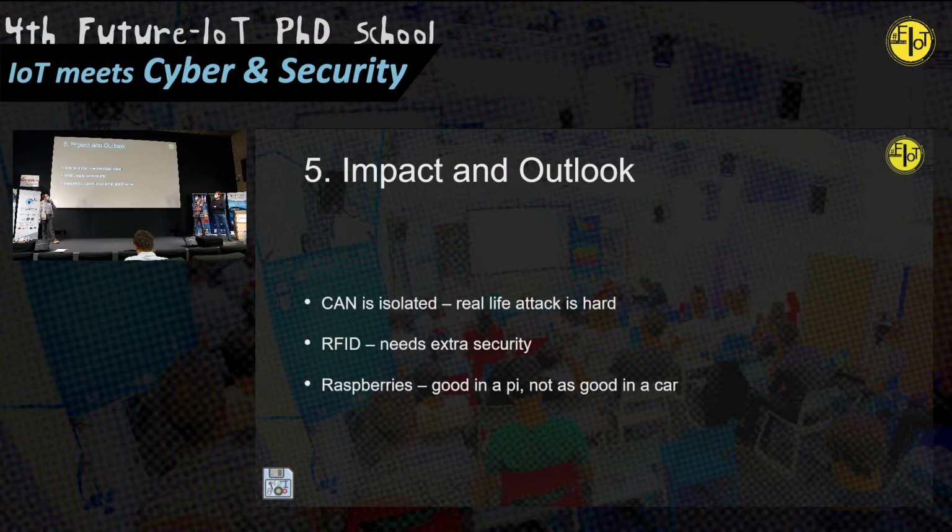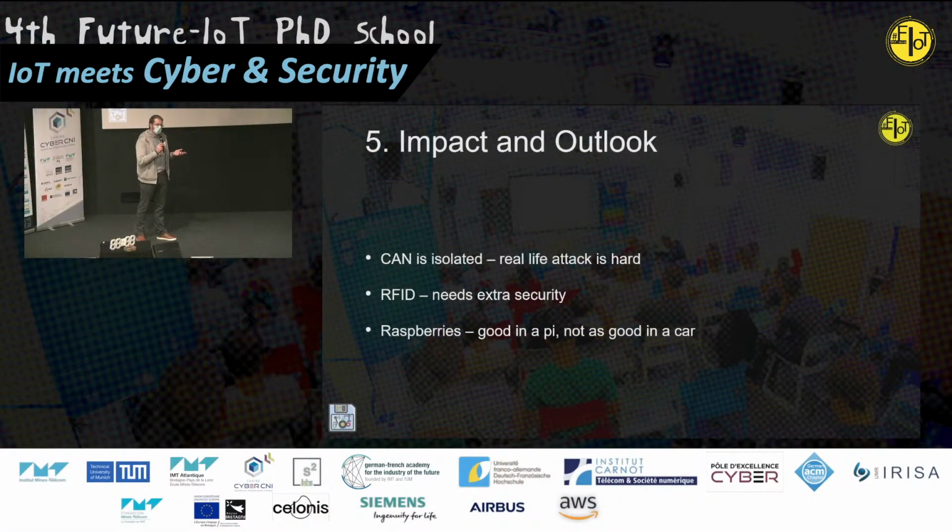So in terms of impact and outlook, such a system consisting of only a CAN network is already hard to attack because everything is kind of isolated from any remote access. Still, if you try to make it more complex, like having autonomous capabilities on your car, you have to make the system more complex and maybe introduce more vulnerabilities. So that would be something to care about.